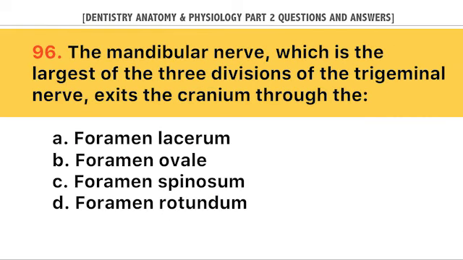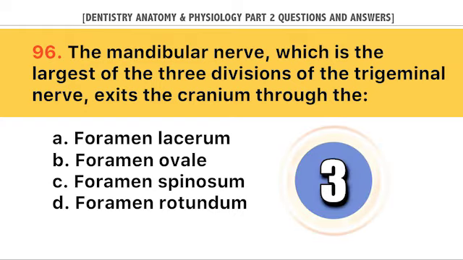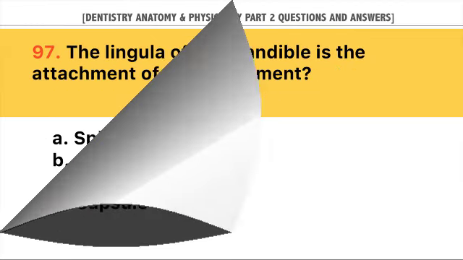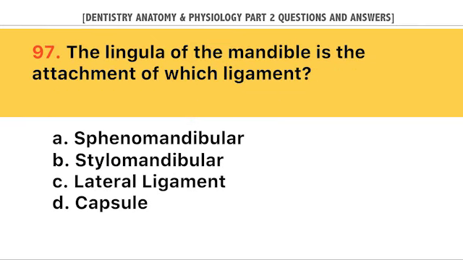The mandibular nerve, which is the largest of the three divisions of the trigeminal nerve, exits the cranium through the A. foramen lacerum, B. foramen ovale, C. foramen spinosum, D. foramen rotundum. Answer: B. foramen ovale. The lingula of the mandible is the attachment of which ligament? A. sphenomandibular, B. stylomandibular, C. lateral ligament, D. capsule.